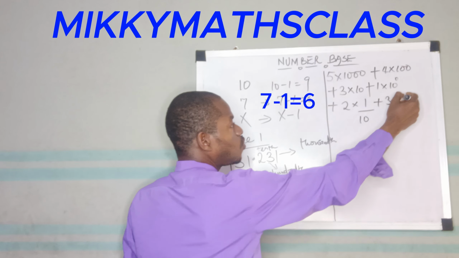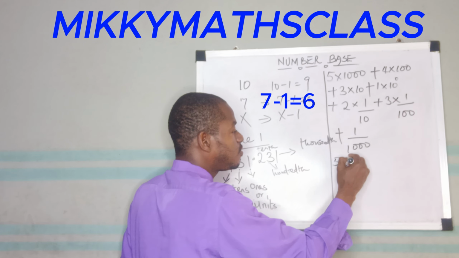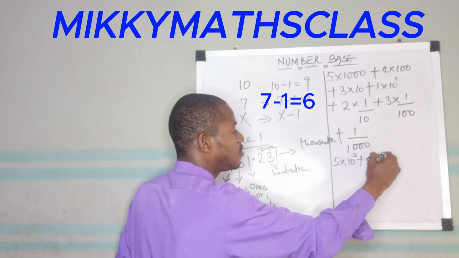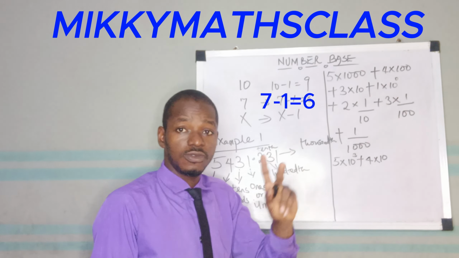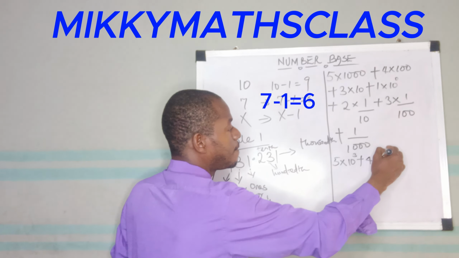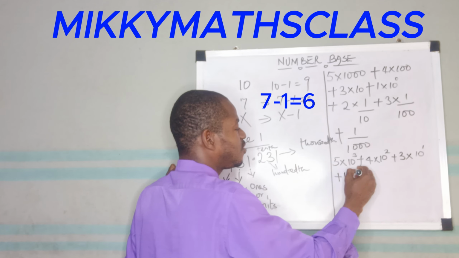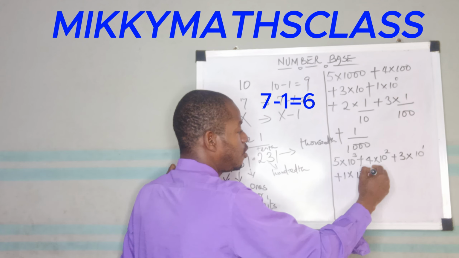Now I can write 1000 in index form. That's 10 raised to the power of 3. So we'll say this is 5 times 10 raised to the power of 3, plus 4 times 10 raised to the power of 2, because 100 has 2 zeros, plus 3 times 10 raised to the power of 1, which is 10, plus 1 times 10 raised to the power of 0.